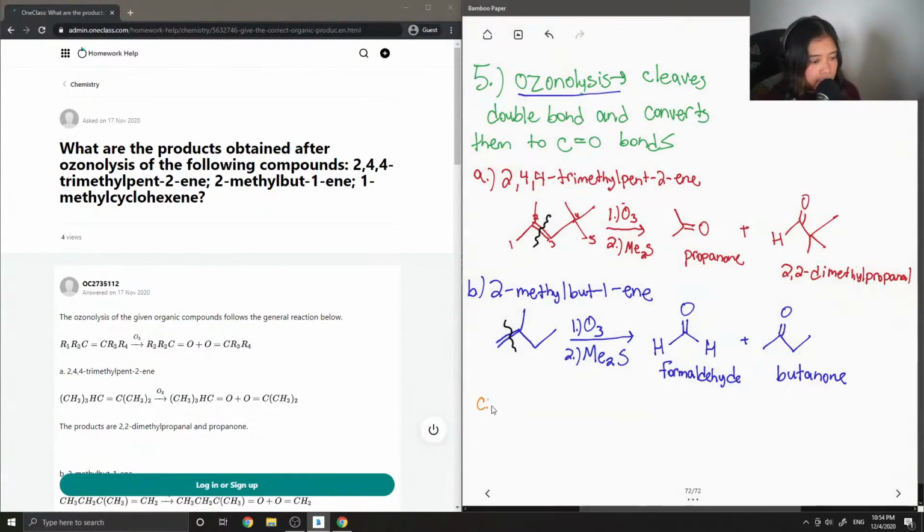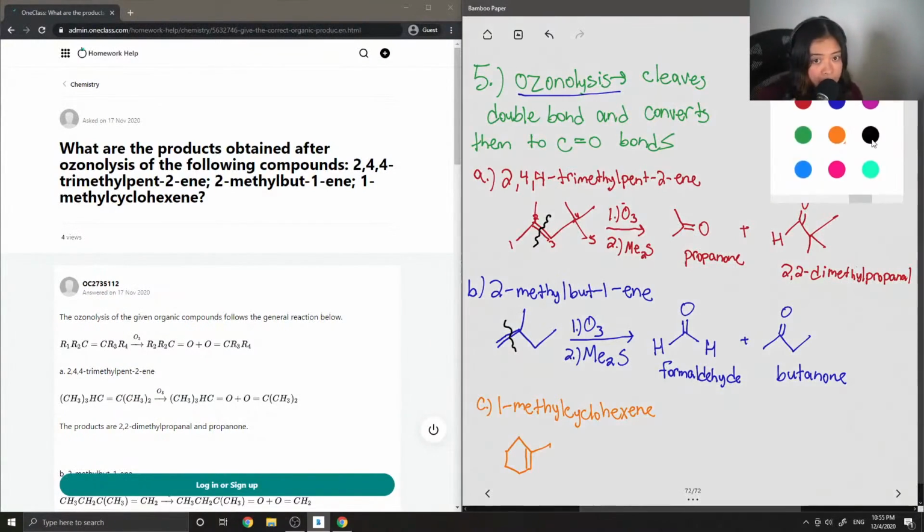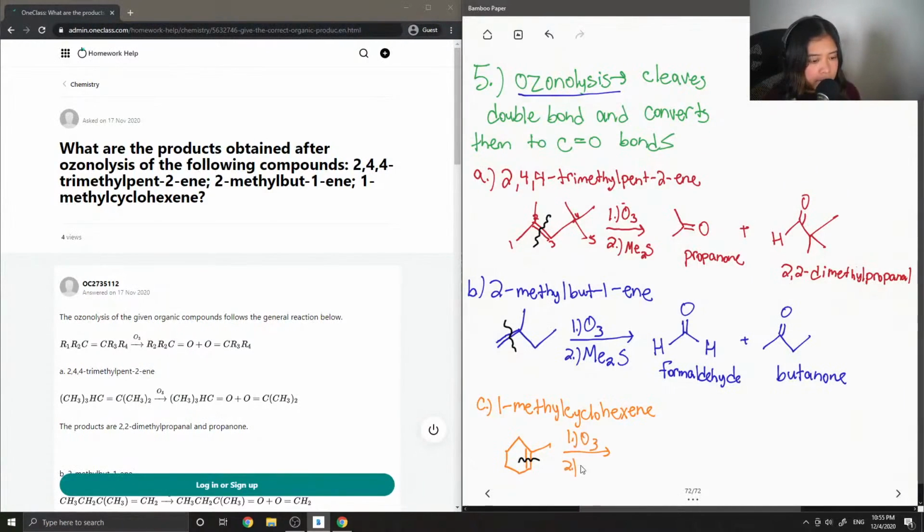And then for our last compound, it is 1-methyl cyclohexene. Okay, so cyclohexene, that means it is a 6-membered ring that has a double bond. And there's also a methyl group on carbon 1. So again, I'm going to draw where the bond will break. And show my reagents.